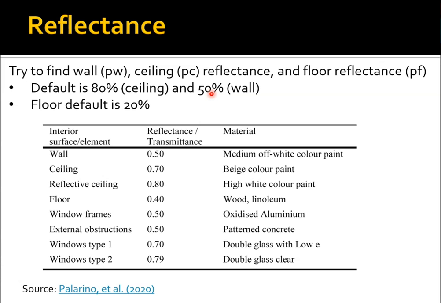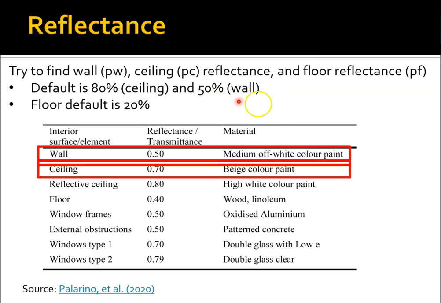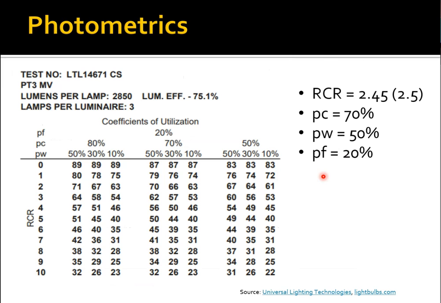Okay, but let's say we have an off-white wall, you know, and then a beige ceiling. Okay, we'll just say that's what we have. It's nice to have a light color. Obviously, the lighter it is, the more you're going to reflect. Okay, and then the floor we're just going to say is 20%, right? So we have 70, 50, 20. Okay, so 70, 50, 20. Ceiling, wall, floor.